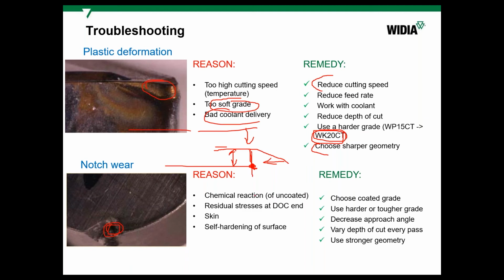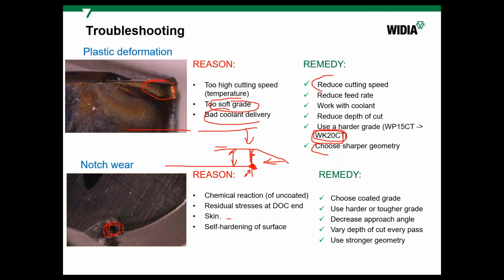Usually it can be because of different reasons. If you used an uncoated grade on steel, it can be because of that. It's a chemical reaction, because there is oxygen here. A lot of oxygen enters here, not because it's inside the metal.